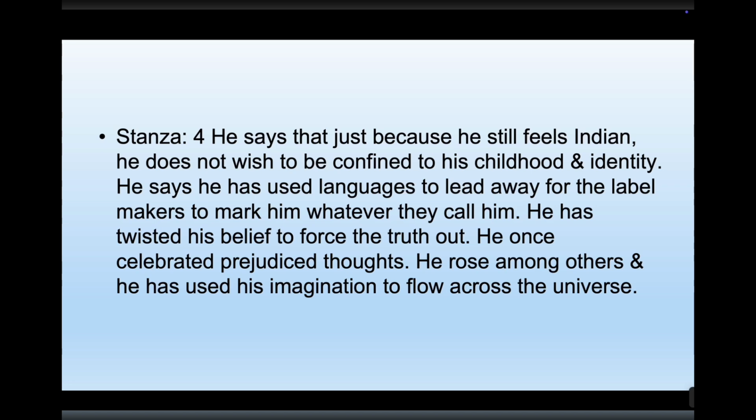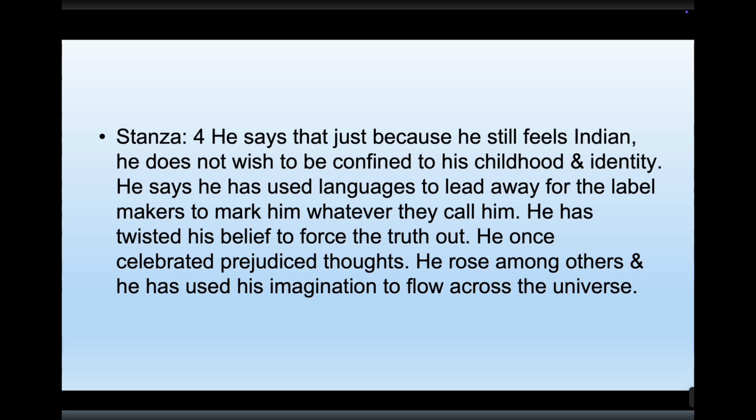In the fourth stanza, he says that just because he feels Indian, he does not wish to be confined to his childhood and identity. He says he has used languages to lead away the label makers, to mark him whatever they call him. He has twisted his belief to force the truth out. He once celebrated prejudiced thought. He rose among others, and he has used his imagination to flow across the universe, which means that he expresses frustration at being treated as an outsider, right? Despite his love for India, he questions why his identity is based on his ancestry rather than his lived experience.